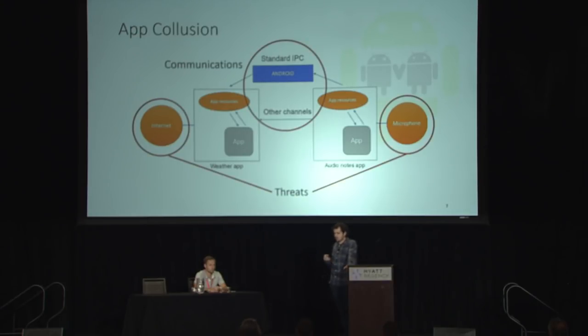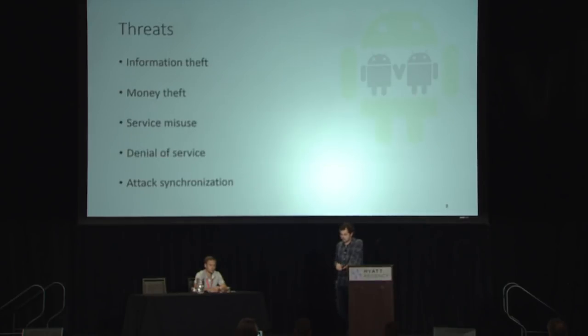So when analyzing this problem in our project, we found that the key factors of app collusion are two. First, the communication channels, which I will review later, and secondly, the threats that can be enabled by the collusion attack. And what are the threats that can be enabled by colluding apps? Well, mostly the same threats that a single application could achieve.